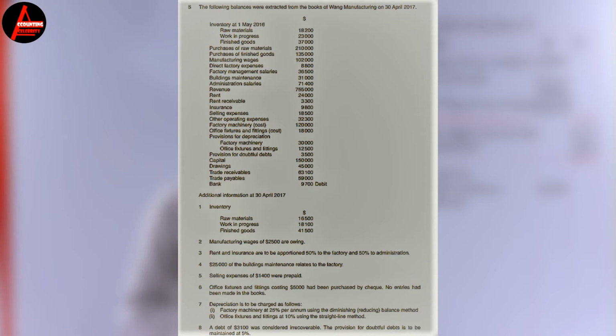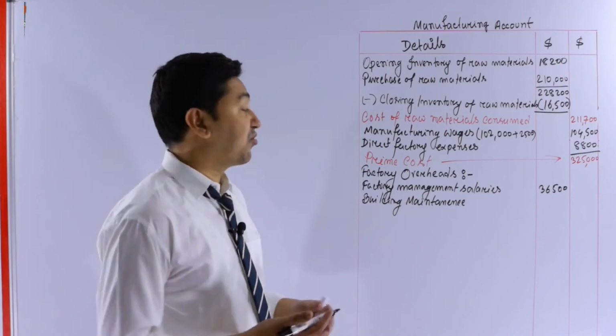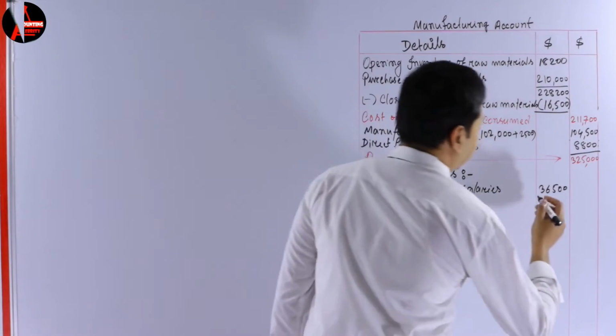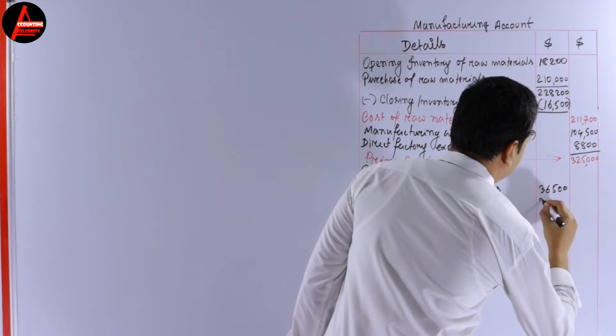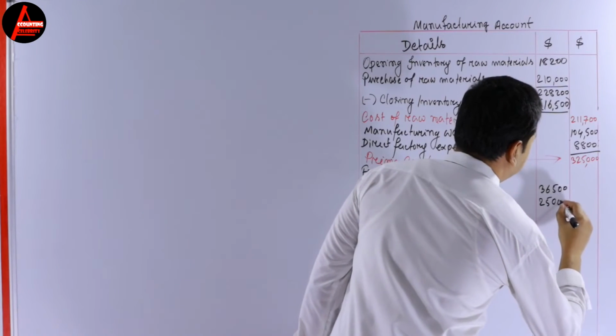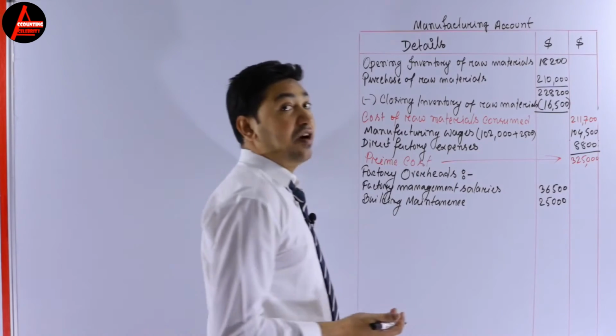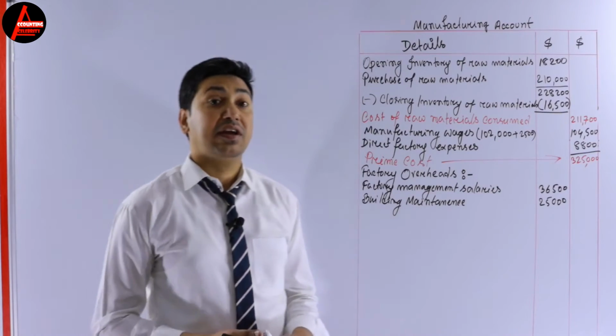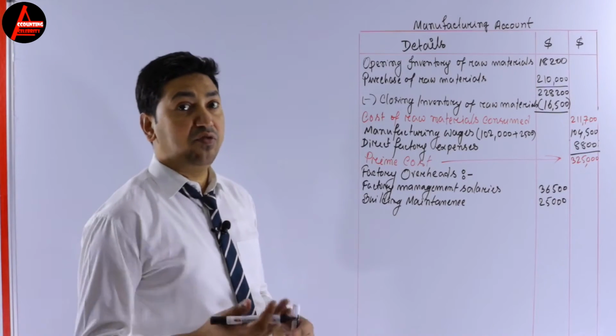But look at adjustment number 4. What is written? $25,000 of building maintenance relates to the factory. So that means you have to write $25,000 here, and the rest of the value will go to the income statement. Later, I'll show you how to prepare the income statement. Okay, fine, very good.